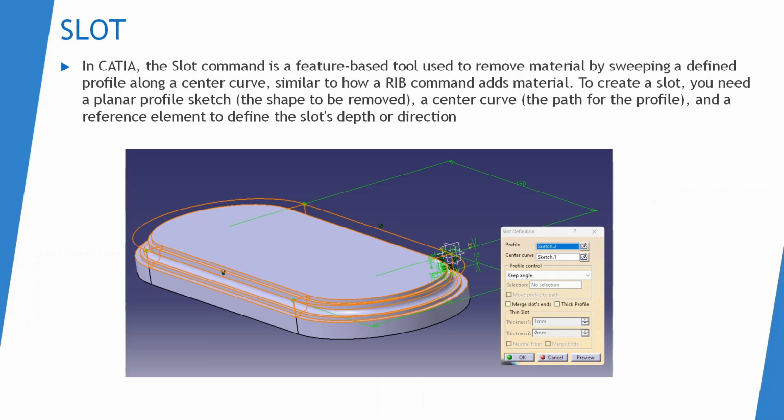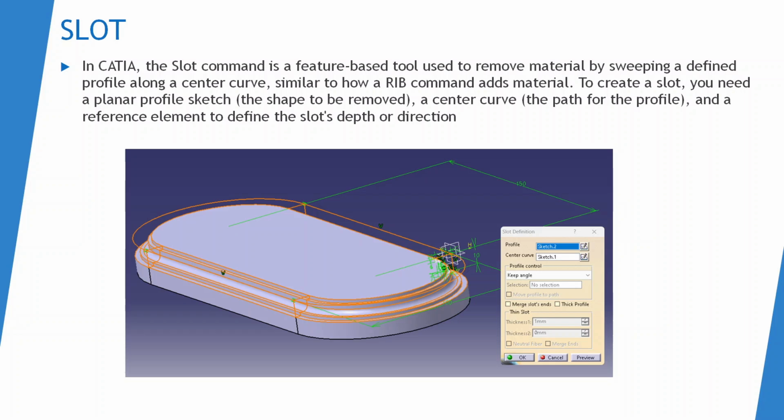Today we learn about how to use slot command in CATIA. The slot command is a feature-based tool used to remove materials by sweeping a defined profile along a center curve, similar to how a rib command adds material.